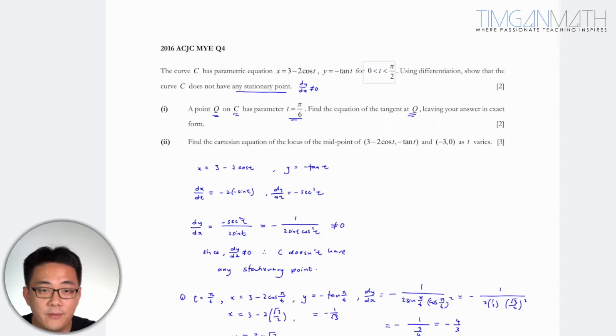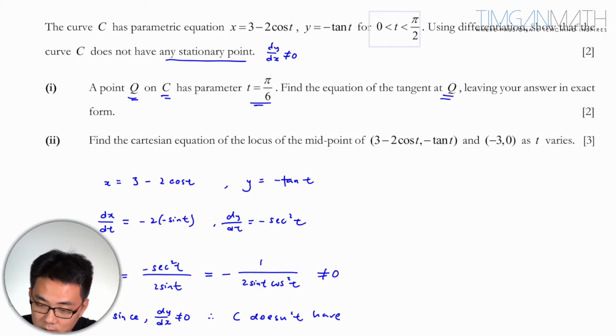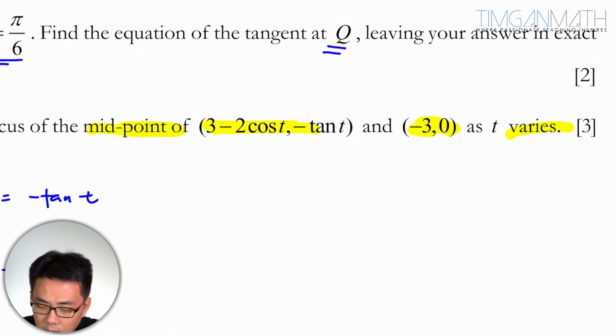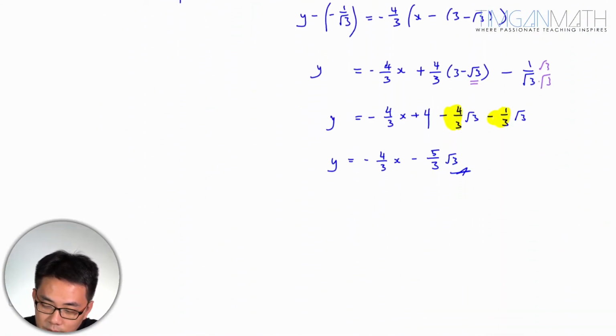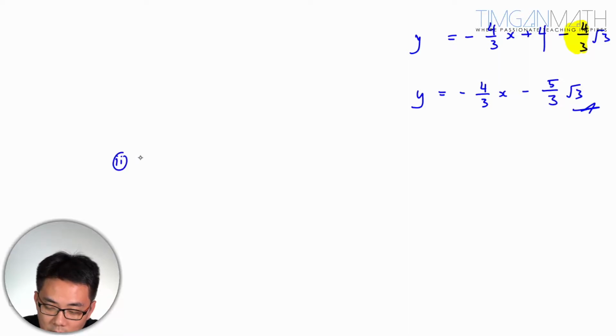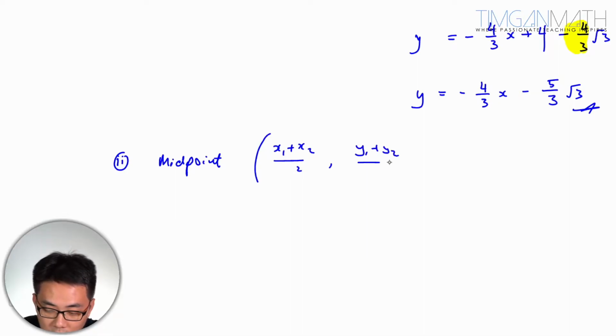Let's look at the second part. Find the Cartesian equation of the locus of the midpoint of this and this as t varies. For the midpoint, what we need is actually just the locus. So part 2, let's do it. The midpoint is, we just add both x1 and x2. The midpoint is (x1 + x2) over 2, (y1 + y2) over 2, right?